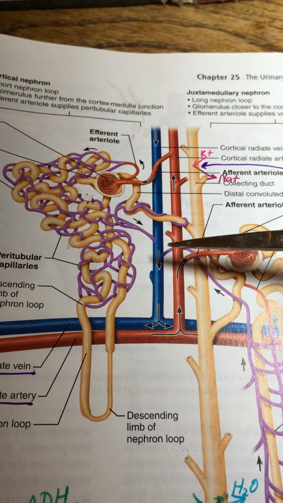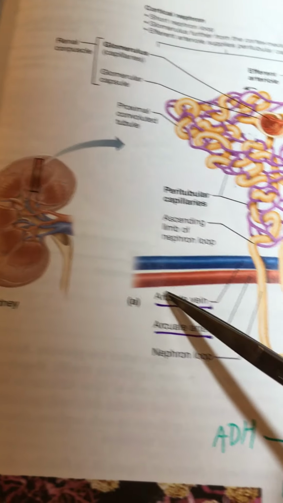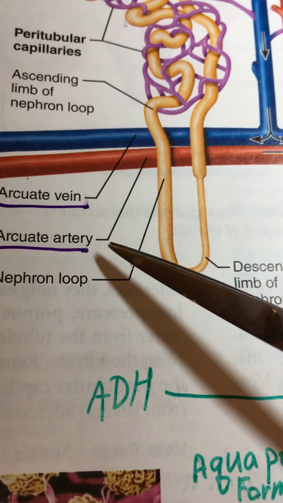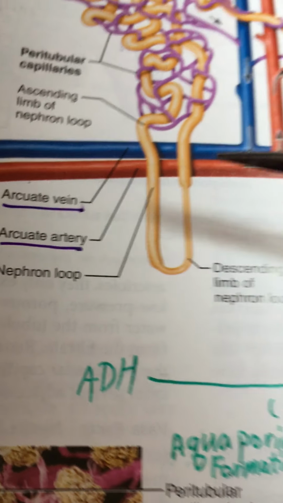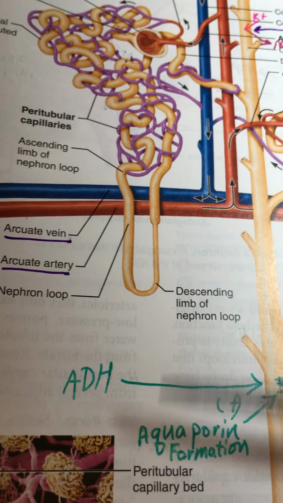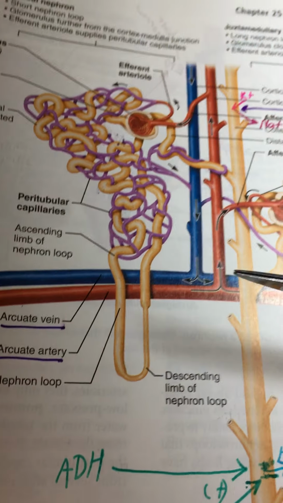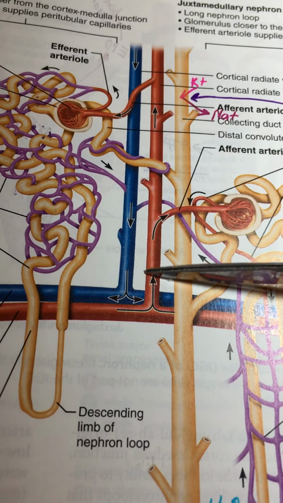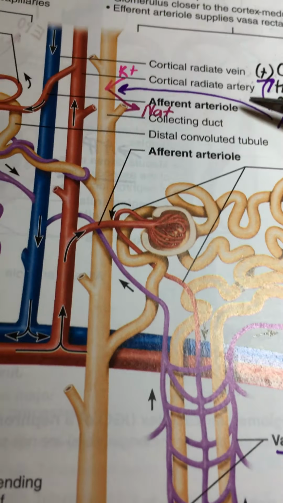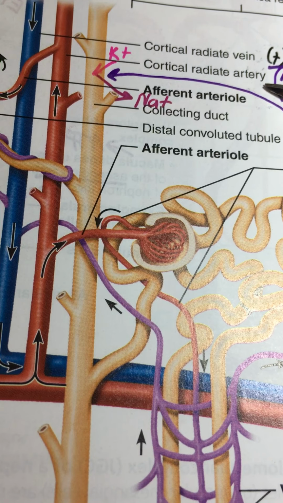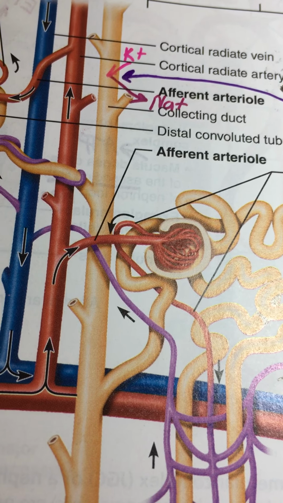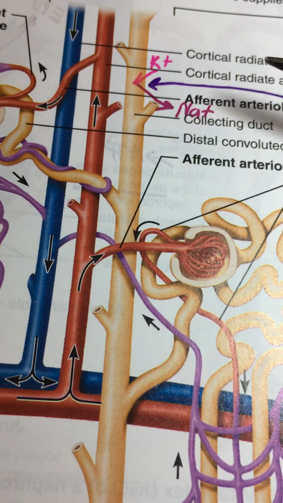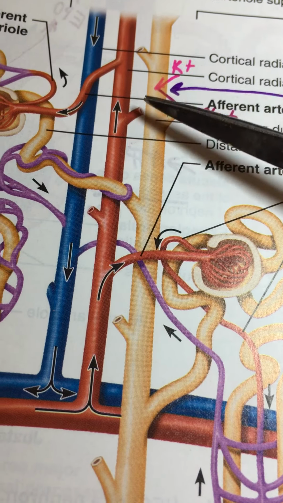But at any rate, we do have the arcuate artery coming across here. This is the arcuate artery, the arcuate vein. Everything from here down is medulla. Everything from here up is cortex. We have, as you can see here, the radiate artery, cortical radiate, and it's coming over here.